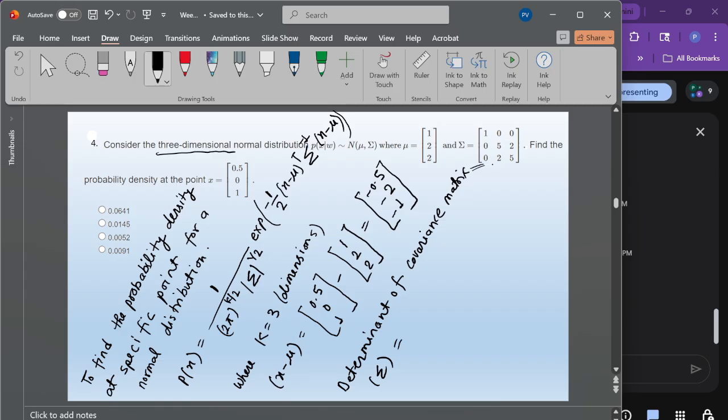If you directly look at this covariance matrix, only the 2 cross 2 part gives the determinant, because these two values are 0. So if you calculate, that will be 1 into 5 into 5 minus 2 into 2, right? And all these other values you will get 0 only. So here you will get 25 minus 4, that is multiplied by 1. So the total value, the determinant of this covariance matrix, you will get 21, right? Is it fine till now?